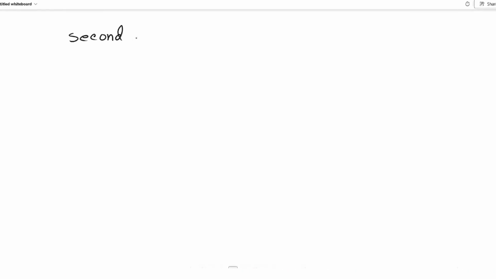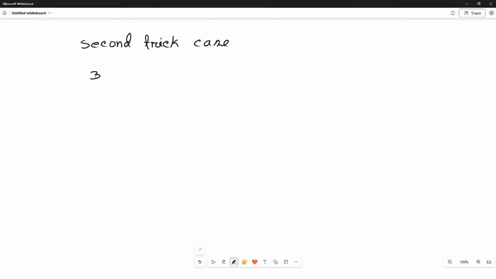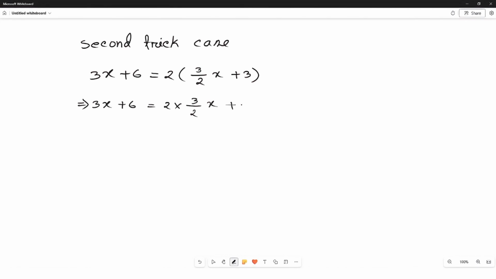Now let's see the second type of tricky example. 3x plus 6 equals 2 times 3 over 2x plus 3. Now we can write 3x plus 6 equals, wait, on the right side we have to multiply 2 with 3 over 2x plus 3. So we can write 2 times 3 over 2x plus 2 times 3.